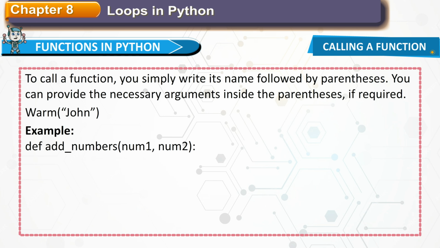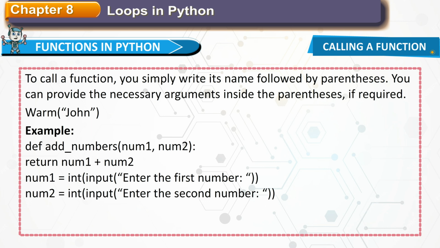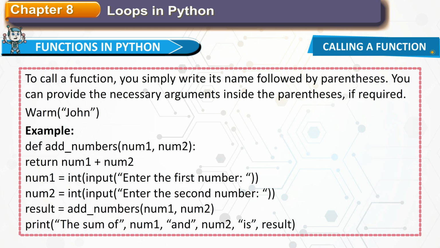Example. def add_numbers(num1, num2): return num1 + num2. num1 = int(input("Enter the first number")). num2 = int(input("Enter the second number")). result = add_numbers(num1, num2). print("The sum of", num1, "and", num2, "is", result).